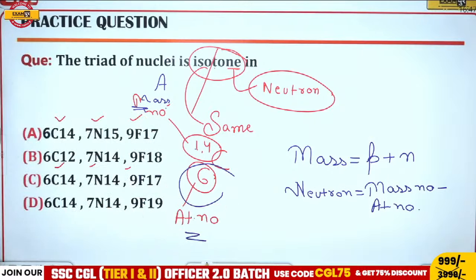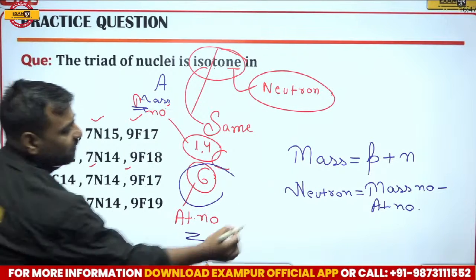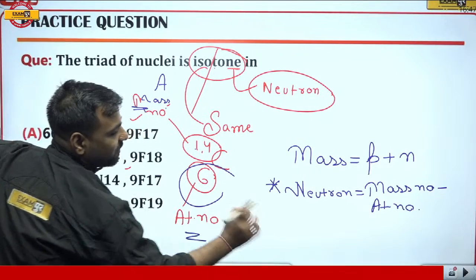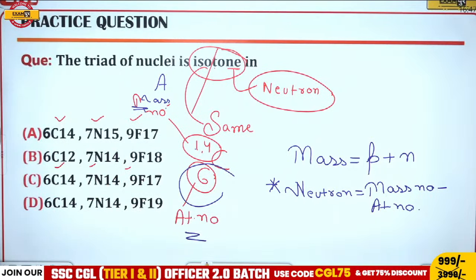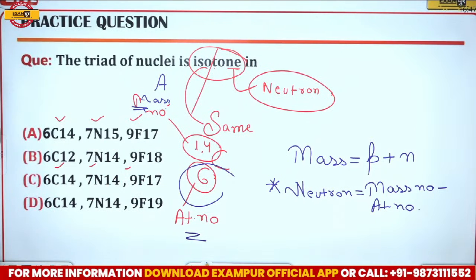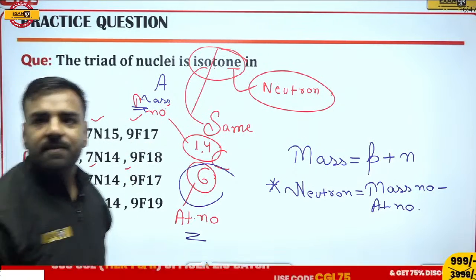Now I have given you the whole hint. Now I want the answer from your end. If I want to calculate the number of neutrons, what will I do? I will subtract the atomic number from the mass number. Now, if you are getting the same number for all three parts, that option will be correct.